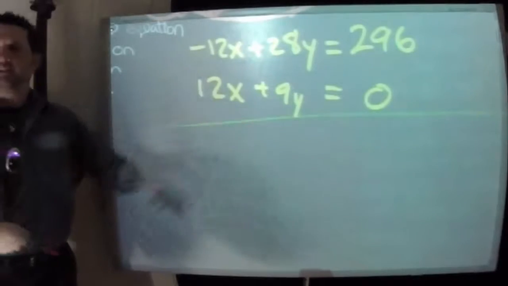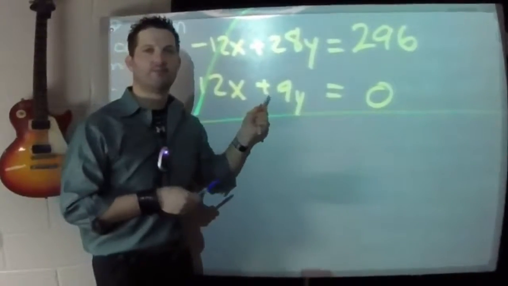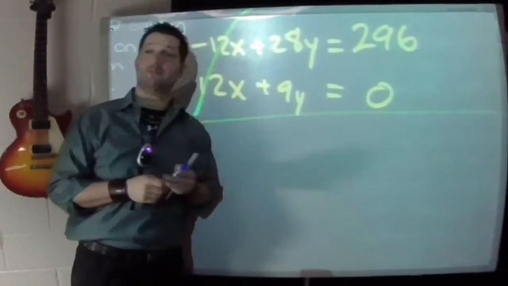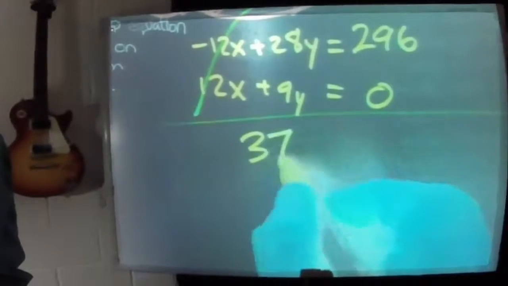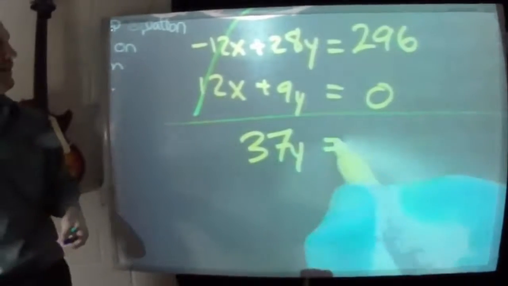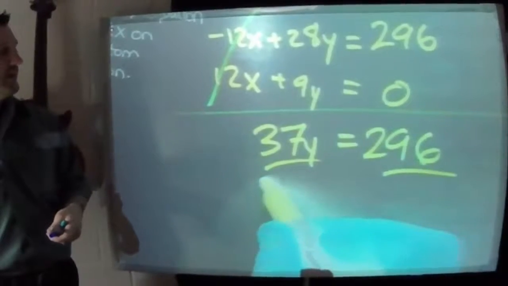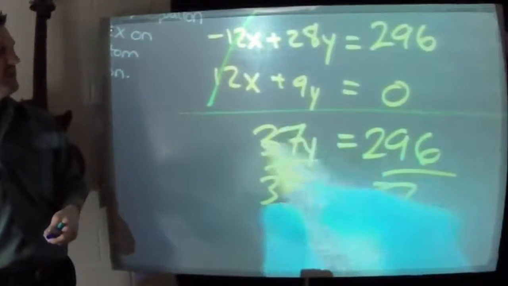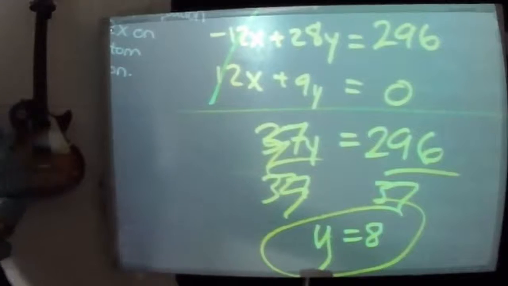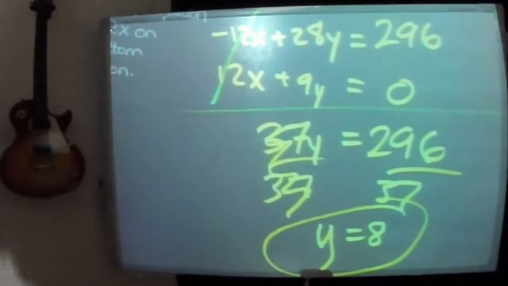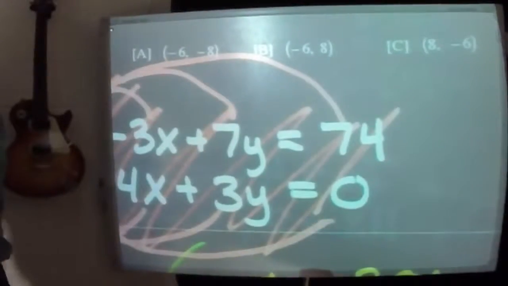Alright, here we go. Eliminate the x's. Add those y's for me. You do have 37 y's, and 296 plus 0 is 296. Divide by the coefficient, and we'll find out what y is. Y is 8. You have permission to put 8s in for y's, but do we want to? We really don't need to. We're done.